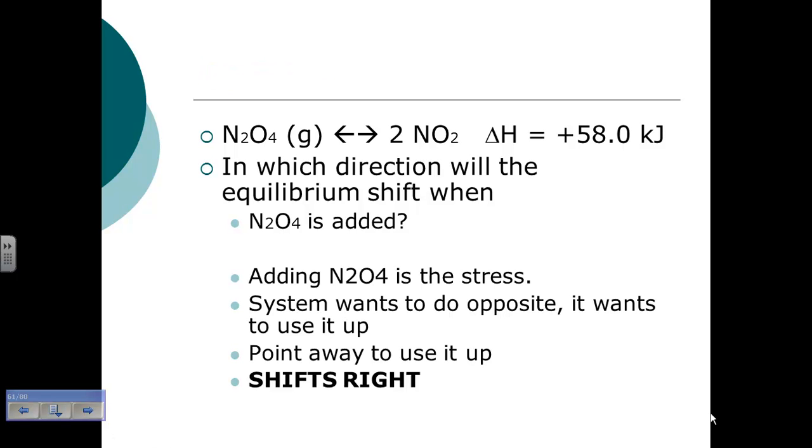Add more N2O4. What direction did it shift? Well, did you say to the right? If you add more N2O4, what's the opposite of more? Less. If I want to get less, I got to use it up. Using it makes it a reactant. Point away to use it up. Pointing away means I want to start left and point to the right. Shifting away from the N2O4 points to the right, and I can decrease that amount again and get back to the original state of equilibrium. Adding more N2O4 causes the equilibrium to shift to the right.